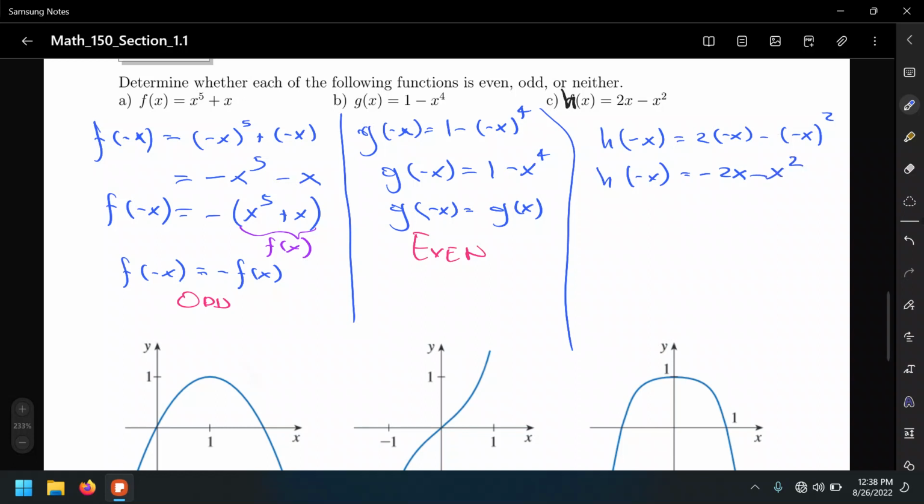Now let's compare. Did we get back the original function? No. Is that function the opposite in sign of the original function? No. So in this case, neither.